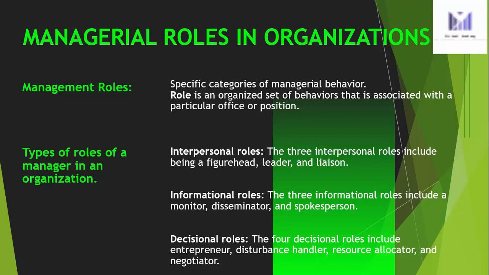2. The leader builds relationships with employees and communicates with, motivates, and coaches them. 3. The liaison maintains a network of contacts outside the work unit to obtain information. B. Informational roles pertain to receiving and transmitting information so that managers can serve as the nerve centers of their organizational units. 1. The monitor seeks internal and external information about issues that can affect the organization. 2. The disseminator transmits information internally that is obtained from either internal or external sources. 3. The spokesperson transmits information about the organization to outsiders.